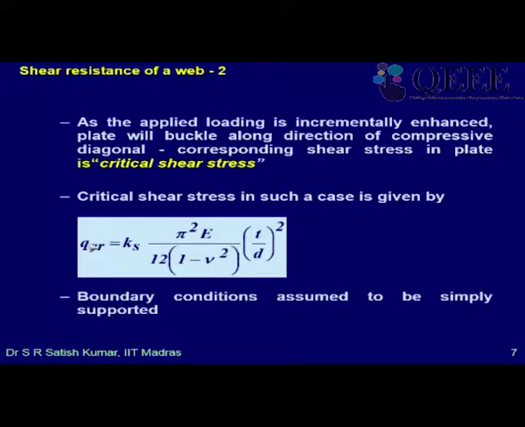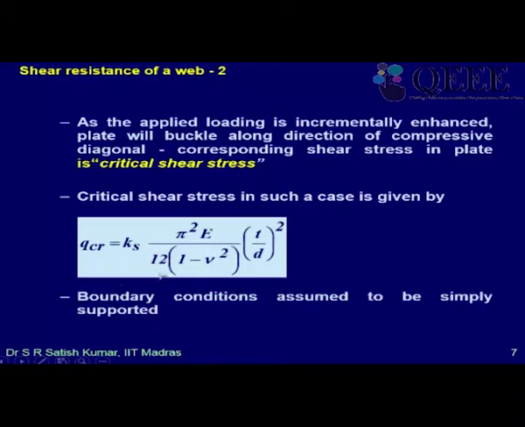That is the critical buckling stress, and the actual shear stress will be the shear V divided by the area, which is shear area Av. That is my tau. So if tau is less than tau CR, the plate will not buckle, but the minute tau reaches tau CR, the plate will suddenly buckle in shear.